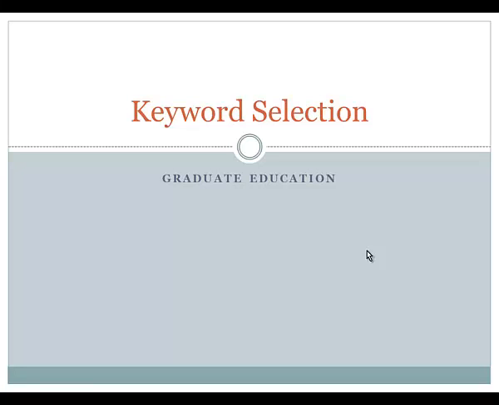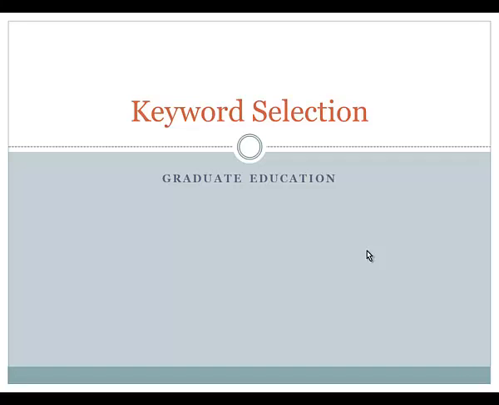This video will cover how to select keywords for your education searches. This is specifically designed for students in the education graduate program. So before you start typing in things randomly, either in Google or in one of our databases, you want to have a general idea of what you're looking for.